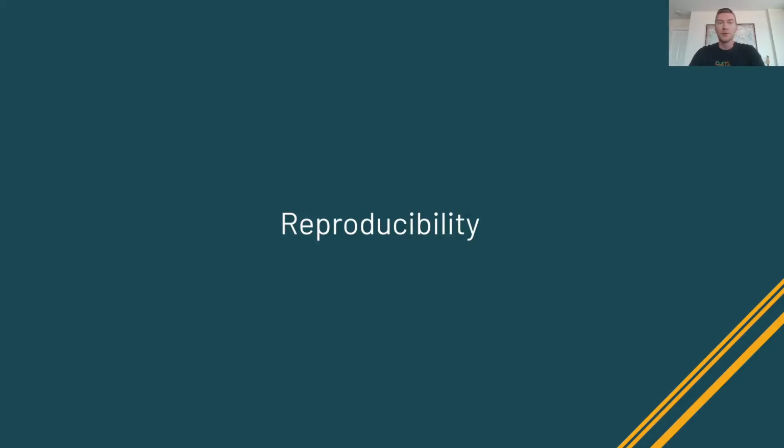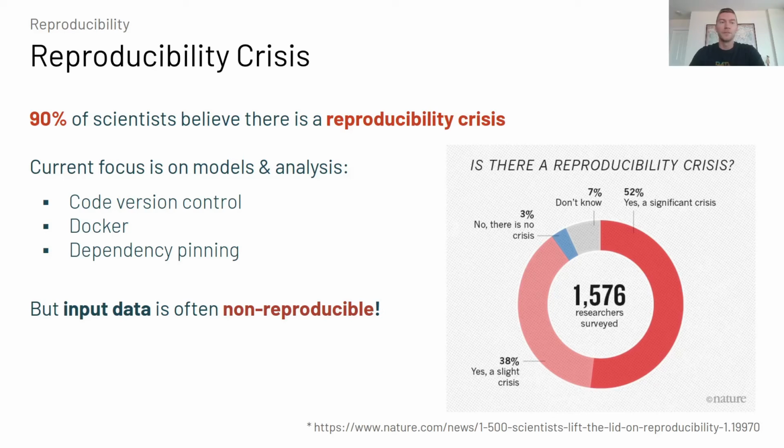Another big aspect of collaboration is reproducibility. It's a cornerstone of the scientific method, but 90% of scientists currently believe that there is a reproducibility crisis going on. A lot of them cannot repeat the projects of others, and most of the time they cannot even repeat their own projects a few months later.